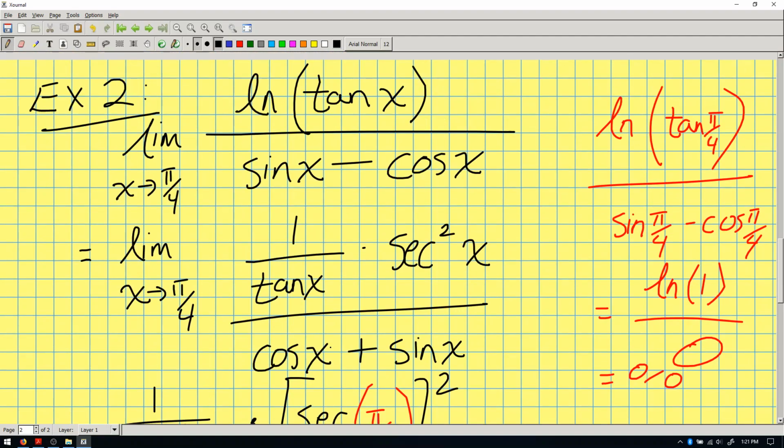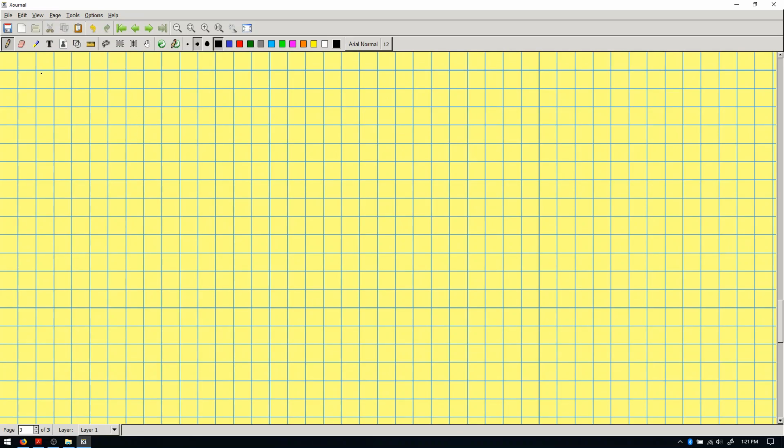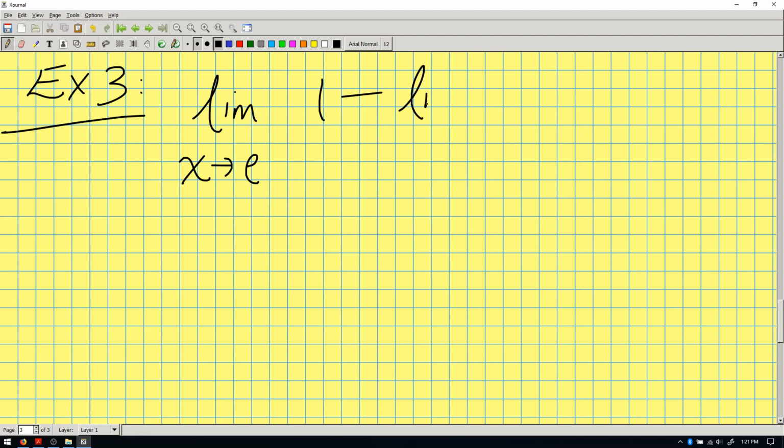All right, so that is the limit of ln of tan of x over sine x minus cos x, and we're going to do one more of these. So, example 3. Limit as x approaches e, which is like 2.72, of 1 minus ln x over e minus 1.